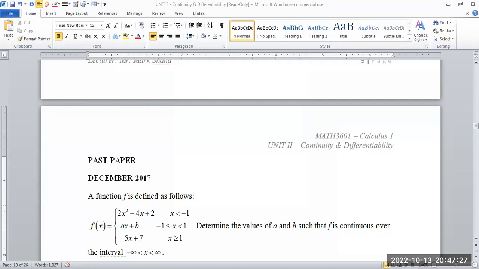If it's continuous, then it means that both sides will be equal. Very, very good though.